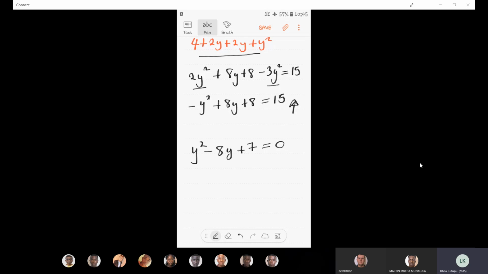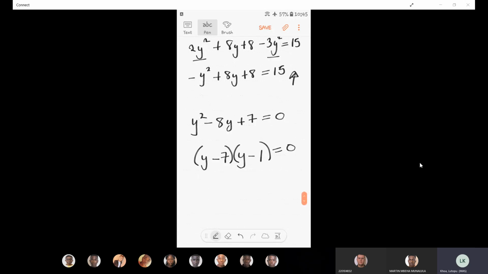And then ask, can this be factorized? We look for two numbers. When you multiply them, the answer is 7. When you add them, the answer is negative 8. So those two numbers are negative 7 and negative 1. So we open our brackets. We put our variable, then our two numbers, negative 7 and negative 1. So this first bracket is 0, which means that y is equal to 7. Or the second bracket is equal to 0, which means that y is equal to 1.